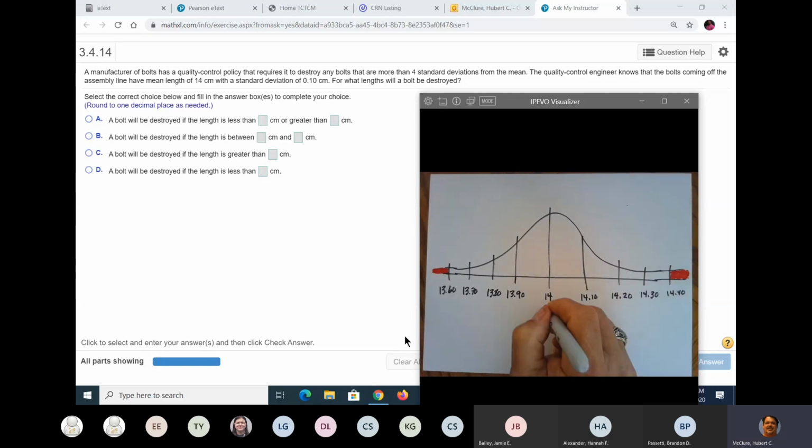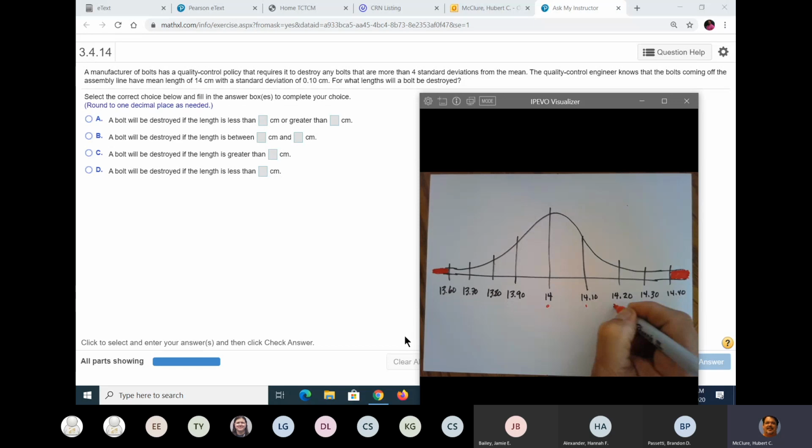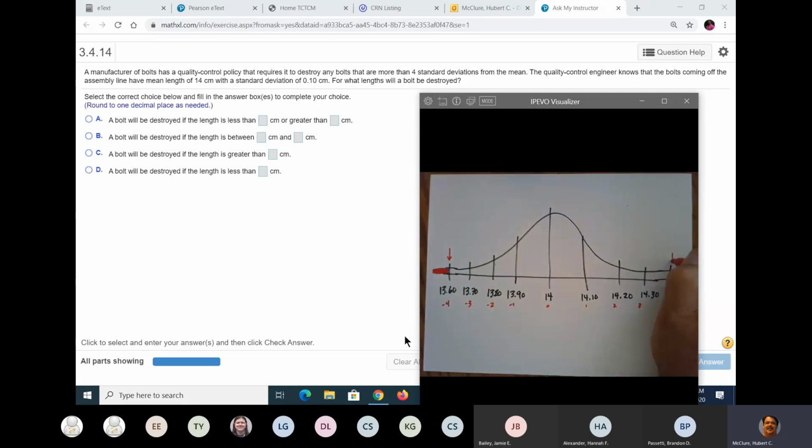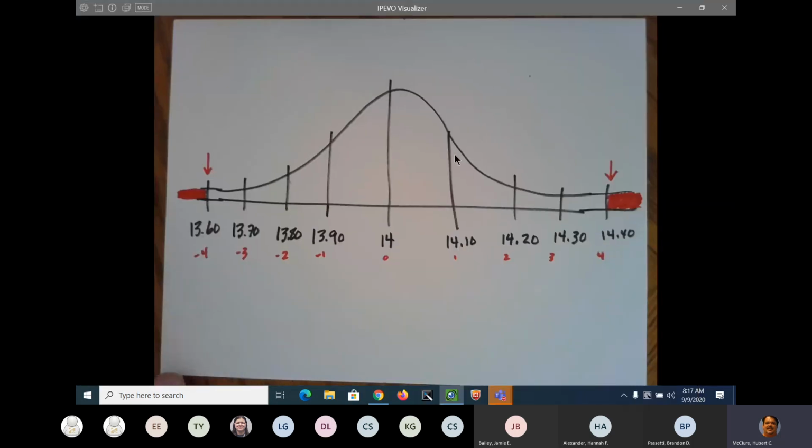Because this is 0, 1, 2, 3, 4. And this is -1, -2, -3, -4. So we've got to calculate a z-score for this point, and we've got to calculate a z-score for that point. Now, since it is symmetrical, it will be the same z-score, but one's going to be positive and one's going to be negative.